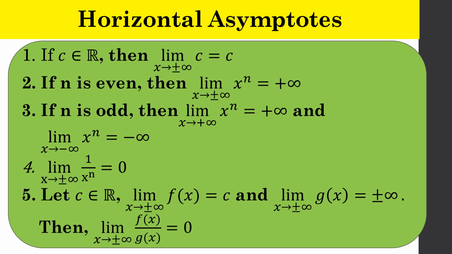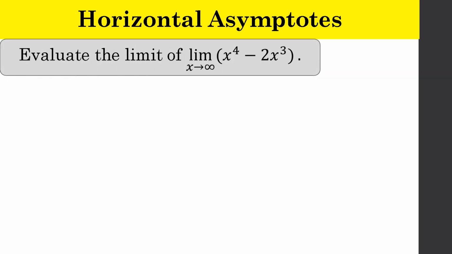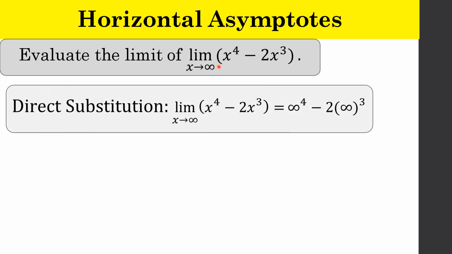Example: evaluate the limit of the function x to the fourth power minus 2x cubed as x approaches infinity. So if we use direct substitution, we get infinity to the fourth power minus 2 times infinity to the third power. And we know that positive infinity to the fourth power is positive, so the answer is positive infinity.